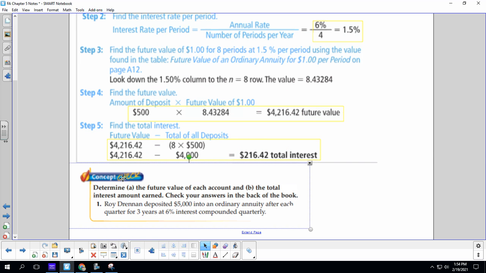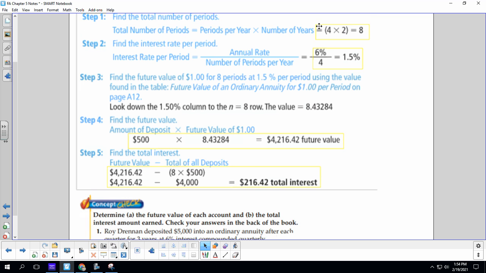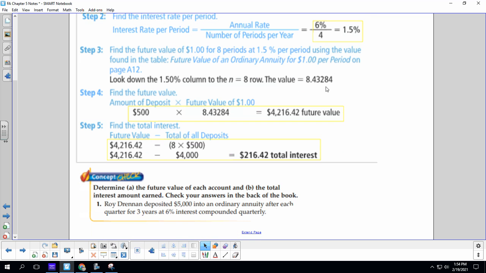All right, we're going to use this example and do the same calculation. Roy Drennan deposited $5,000 into an ordinary annuity after each quarter for 3 years at 6% interest compounded quarterly. So the first thing that we're going to do, just like up here, is calculate how many periods we encounter. So our number of periods is 3 years times 4 quarters. So that is 12 periods that we earn interest.